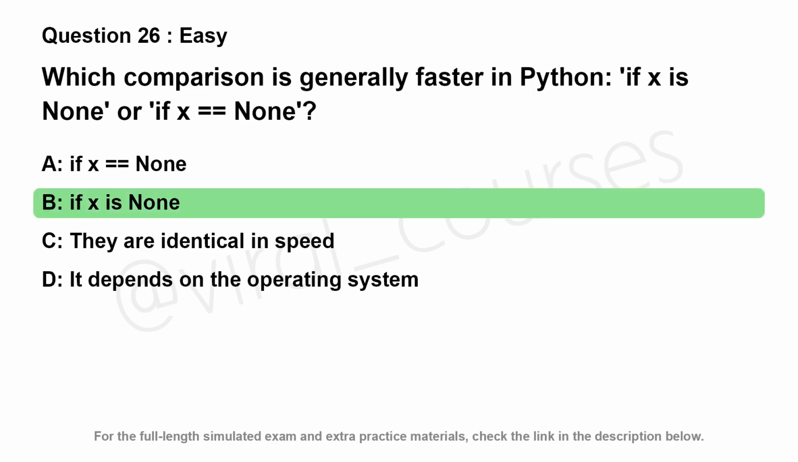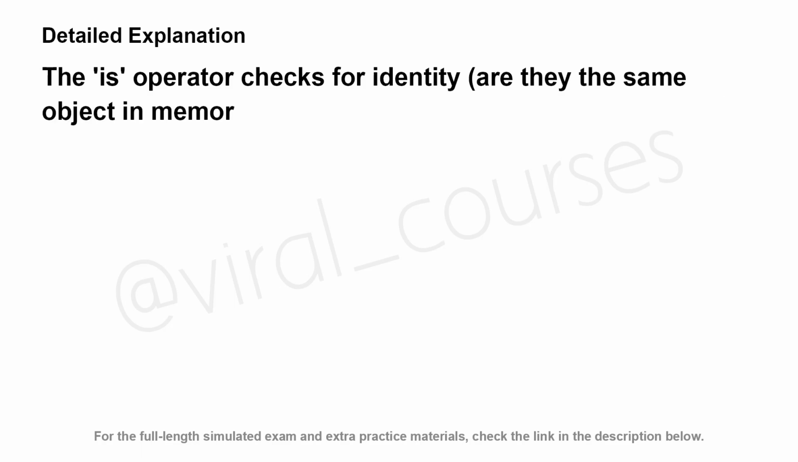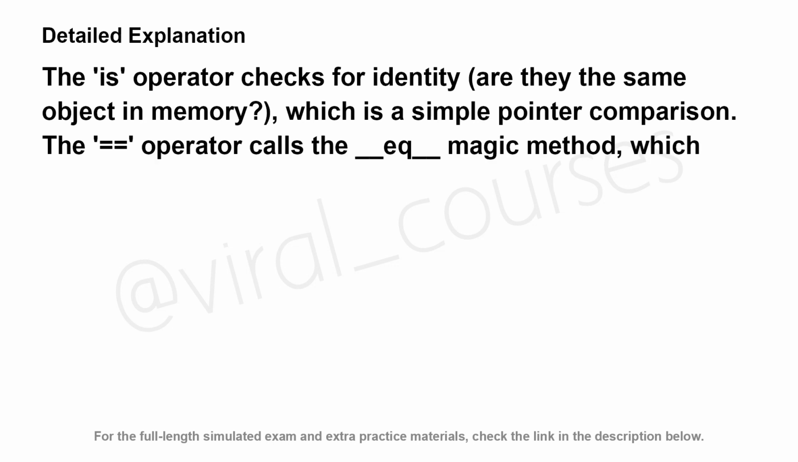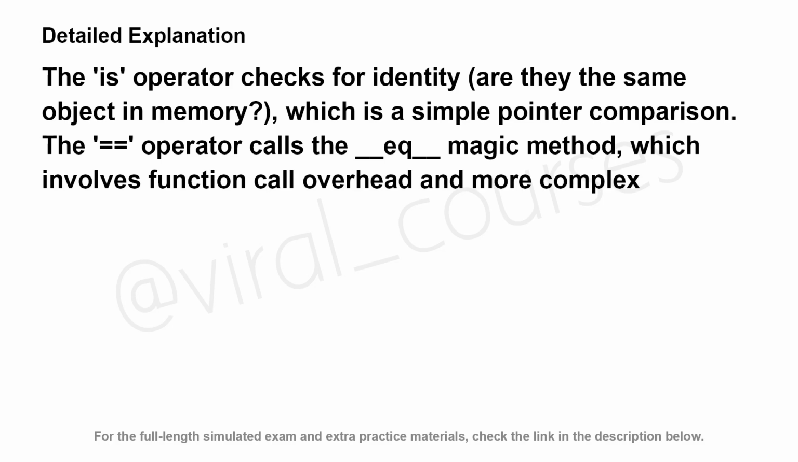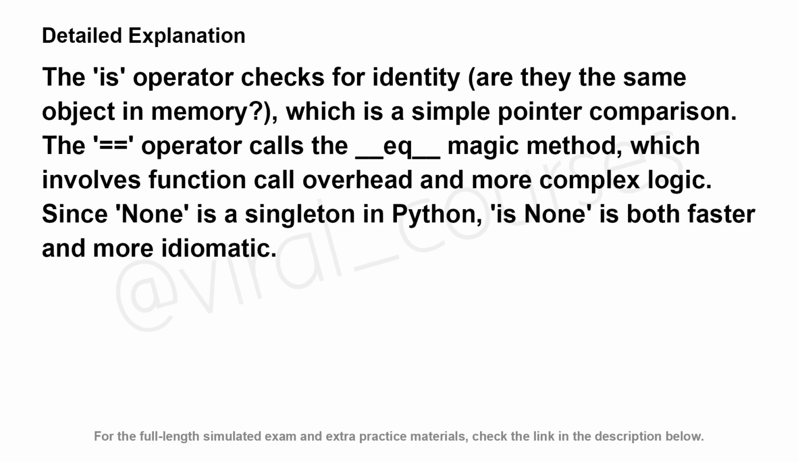The correct answer is B. The is operator checks for identity. Are they the same object in memory? Which is a simple pointer comparison. The == operator calls the __eq__ magic method, which involves function call overhead and more complex logic. Since None is a singleton in Python, is None is both faster and more idiomatic.